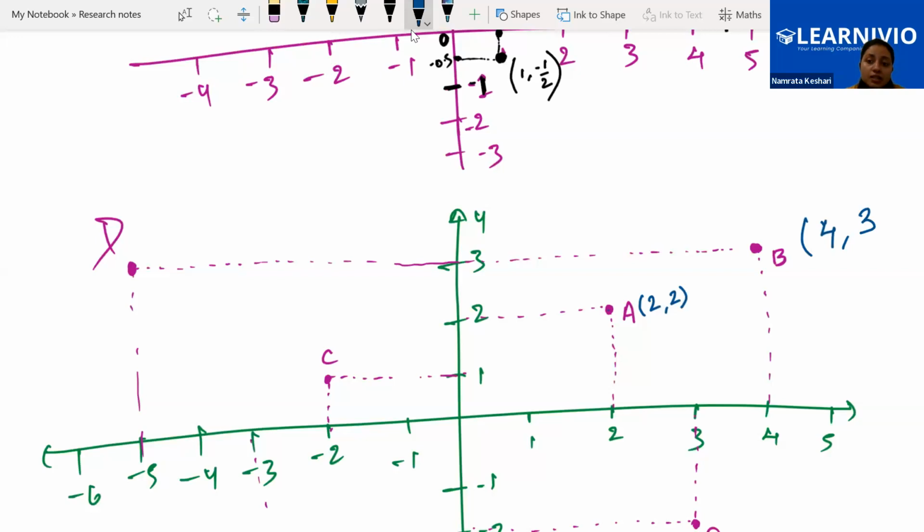The point is touching the x-axis at 4. So x is 4 and y is 3. Okay, perfect. What about C?